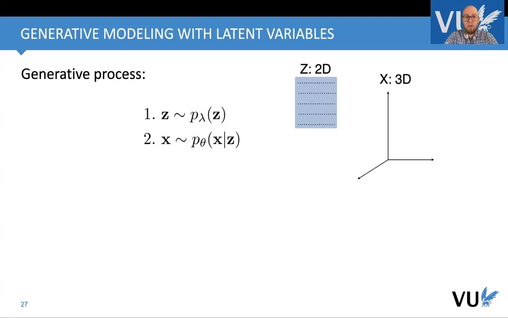And how to model it from this perspective? We will think about the following generative process, a very simple generative process. We'll first sample some latent variables, a code, and then for this given code, we will generate objects.